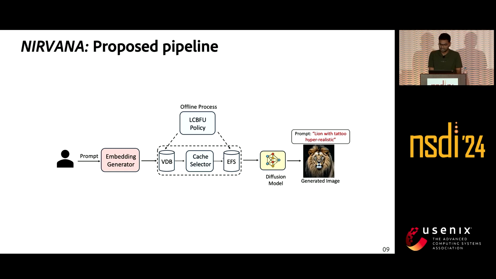With these two components in mind, that is the cache selector and the cache management LCBFU policy, let us now go over the end-to-end pipeline for our proposed system, which we call NIRVANA. When a new prompt comes to the system, first of all, its corresponding CLIP embedding is generated. Here, we use CLIP embedding as it allows us to capture the visual semantics of the prompt, which is crucial for this use case. Then this embedding is used to search for similar past prompts in the cache.